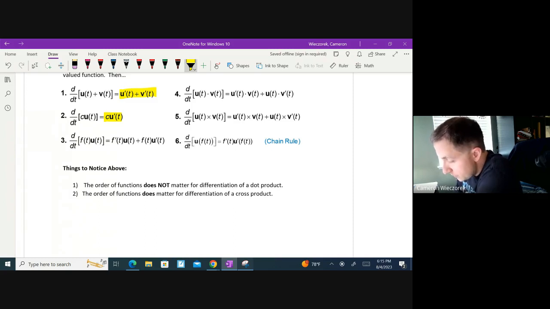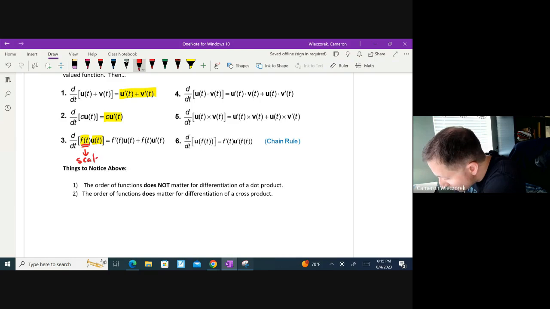Third rule says if we take the derivative of a scalar function times a vector valued function, we can apply the product rule like we learned in Calc 1. This would be the derivative of the scalar function, f prime of t, times the vector valued function u of t, plus the scalar function times the derivative of the vector valued function, u prime of t. So I'm just going to make a note here. This is a scalar function.